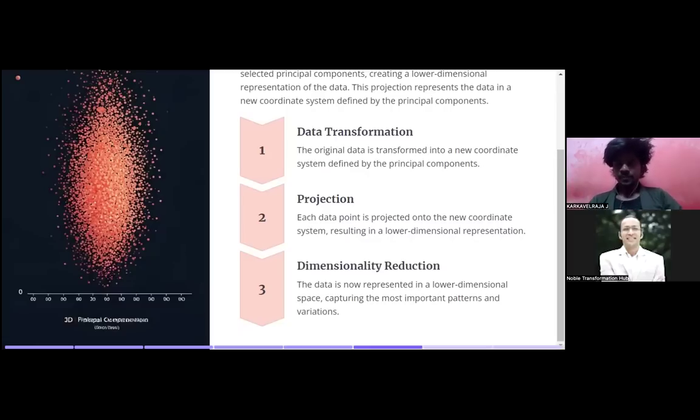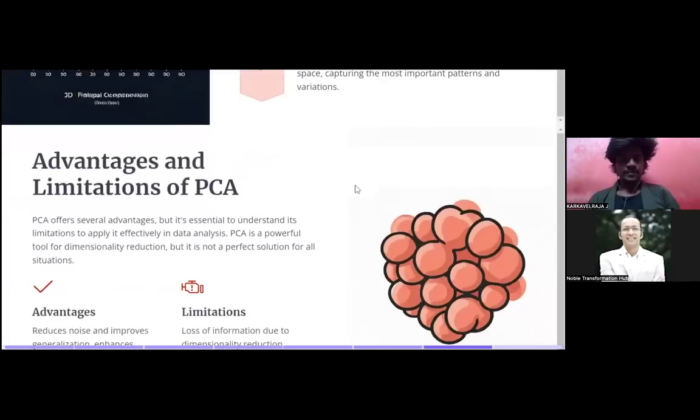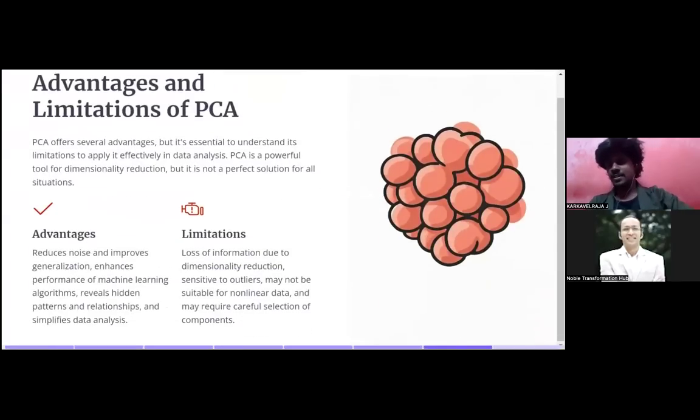Let's move to the other section. Yeah, sure, sir. Okay, let's see the advantages and limitations of PCA. PCA offers several advantages, but it's essential to understand its limitations to apply it effectively in data analysis. PCA is a powerful tool for dimensionality reduction, but it is not a perfect solution for all situations.